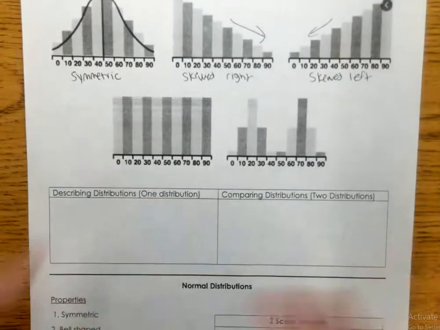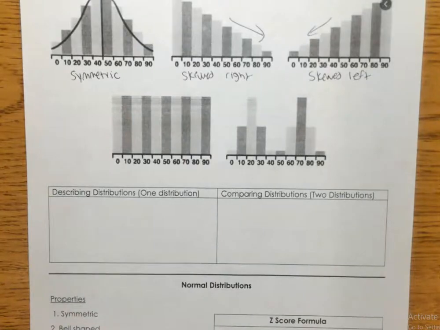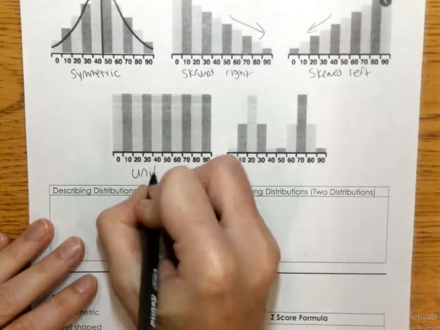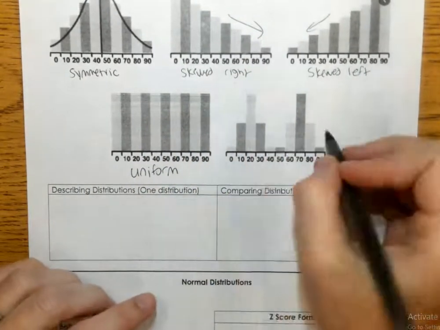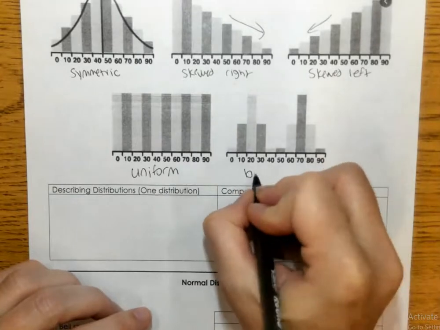All right, what type of distribution is this? I hope you said uniform. They're all about roughly the same. And then this right here has two distinct peaks in the data. It's bimodal.